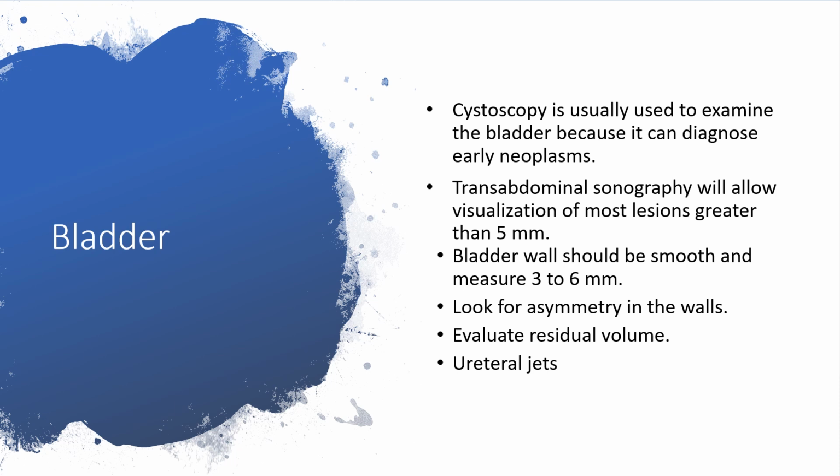Transabdominal sonography is going to allow visualization of most lesions that have reached 5 millimeters in size or greater. What you should expect is that the bladder wall will be smooth and it should measure 3 to 6 millimeters. Most of your neoplasms are going to grow along the bladder wall, so you want to look for asymmetry. Does one side look thicker or more rough or bumpier than the other side? Look for any outpouchings or growths on the wall itself, and then evaluate the residual volume and look for ureteral jets.